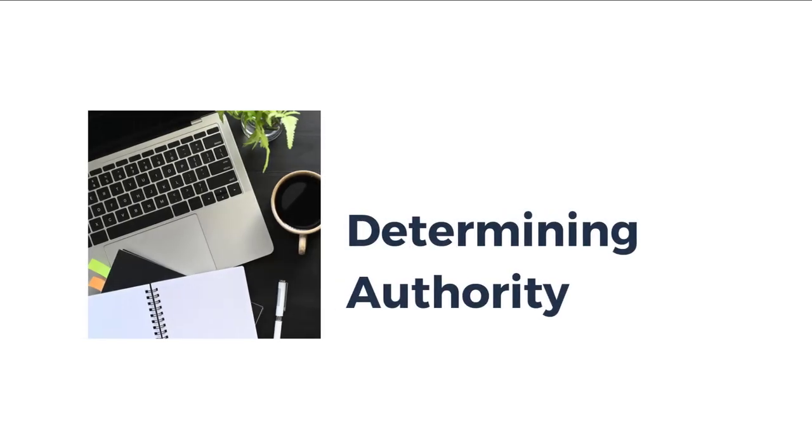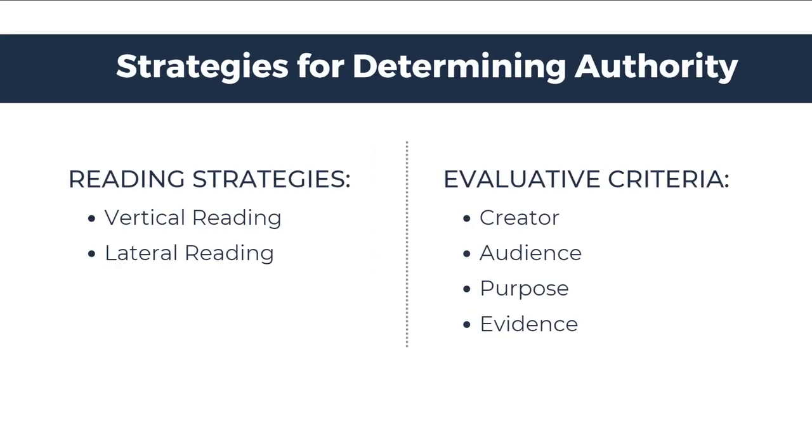First, we will talk about how to learn if a source is authoritative. There are two main strategies for determining authority: vertical reading and lateral reading. When you are looking at any source, remember to evaluate these four main criteria: the creator, the audience, the purpose, and the evidence.